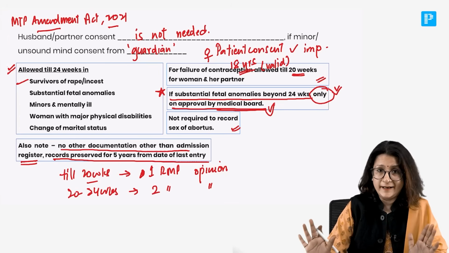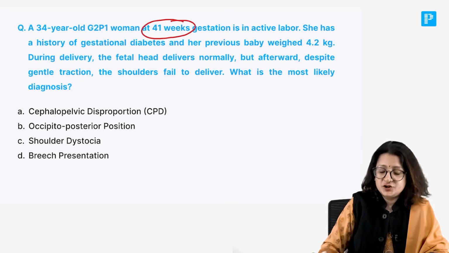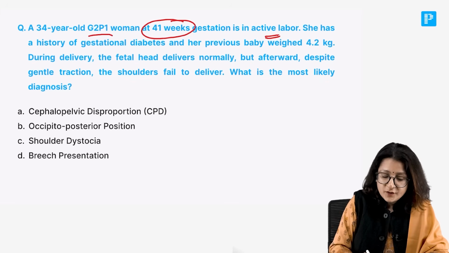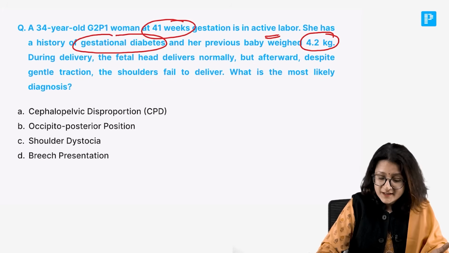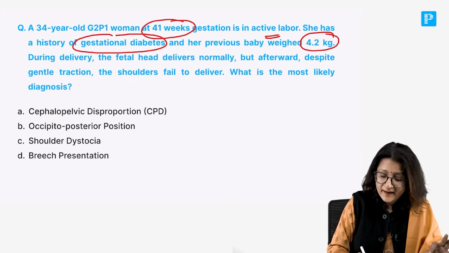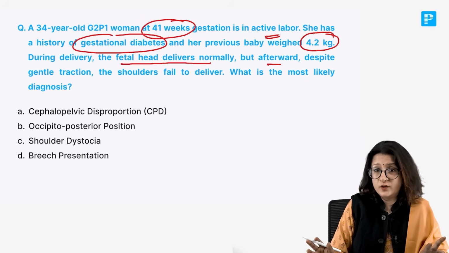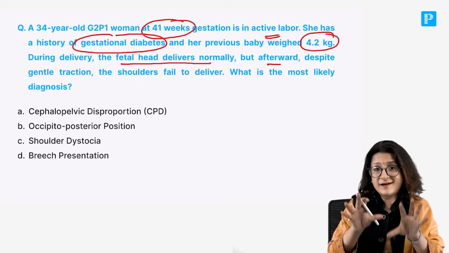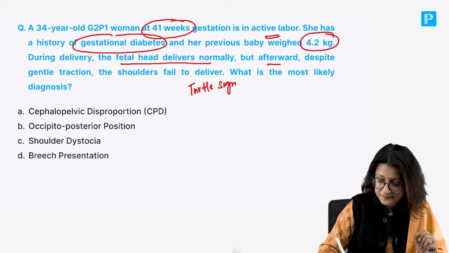A 34-year-old G2P1 at 41 weeks gestation, she is in active labor. She has history of gestational diabetes, previous baby weighed 4.2 kg. So, history of gestational diabetes also in this pregnancy. In the previous pregnancy also, the baby's birth weight was more, macrosomia history in prior pregnancy, all risk factors are there, right? Fetal head delivers normally, but afterward, despite gentle traction, the shoulders fail to deliver. And there's another sign in which the head recedes back onto the maternal perineum, that is called the turtle sign.